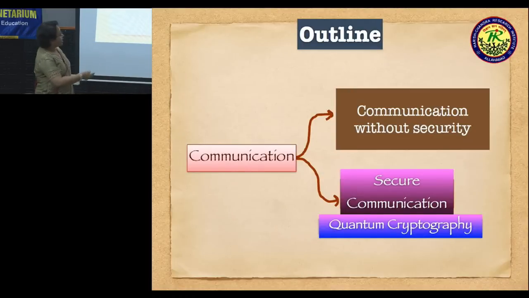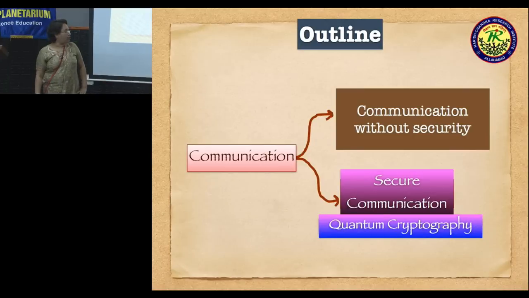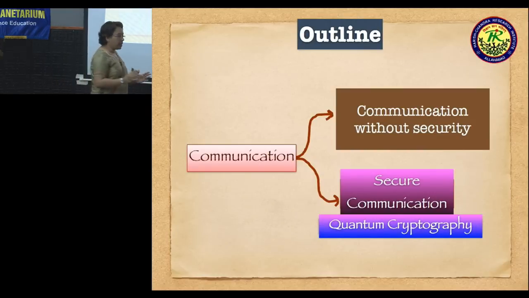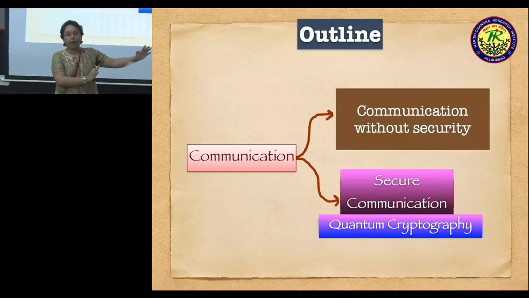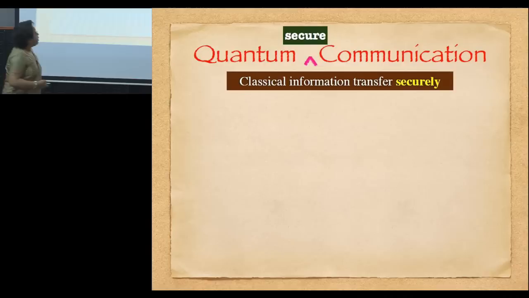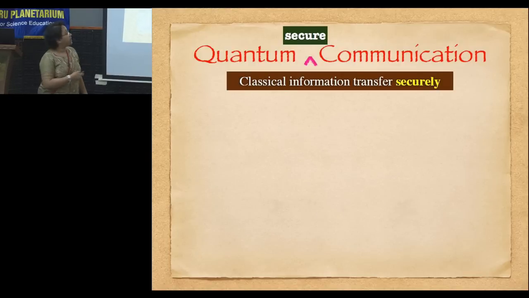So now I come to the last part, where I'll be discussing secure communication, or quantum cryptography. What is the difference between the communication that I have described and the communication that I am now going to describe? Here the aim is that Alice wants to send some classical information, but now securely.